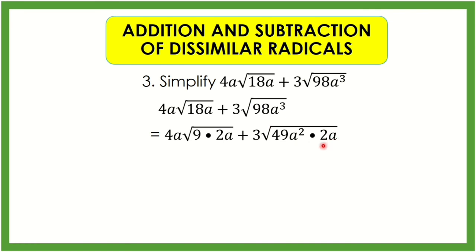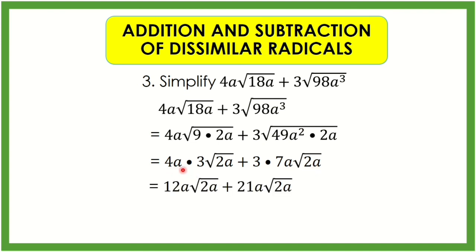Then, simplify. We have 4a times 3. Saan nanggaling yung 3? Square root of 9 is 3. So, imumultiply natin dito sa coefficient na 4a. Copy square root of a. Plus 3 times, ang square root ng 49a squared is 7a. Square root ng 49 is 7. Square root ng a squared is a. Times square root of 2a.